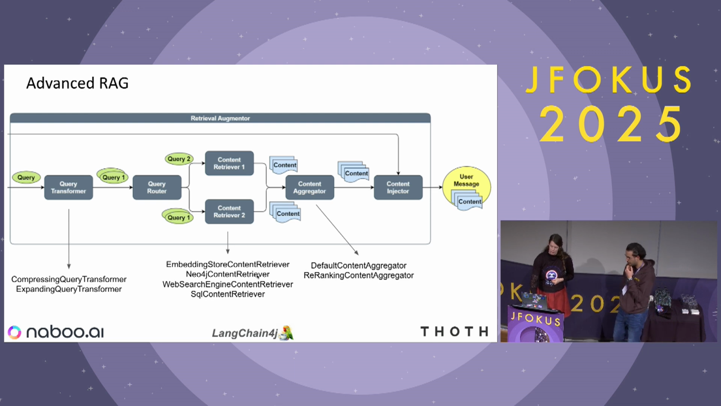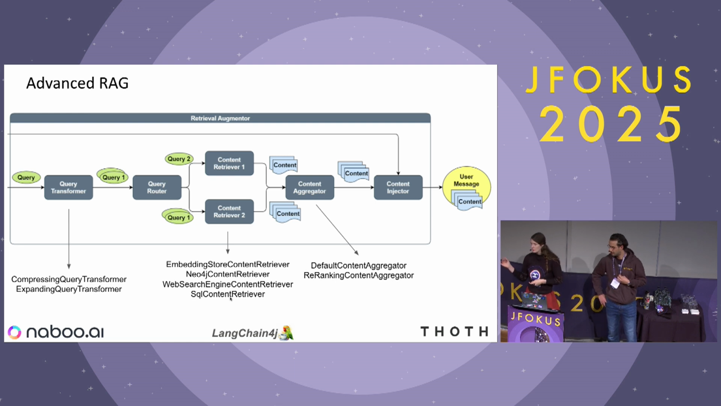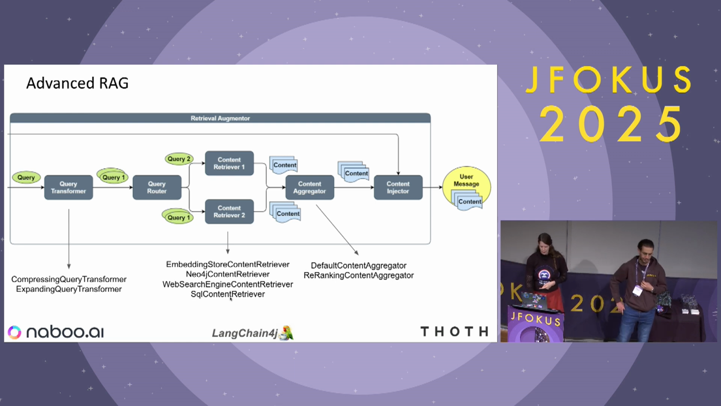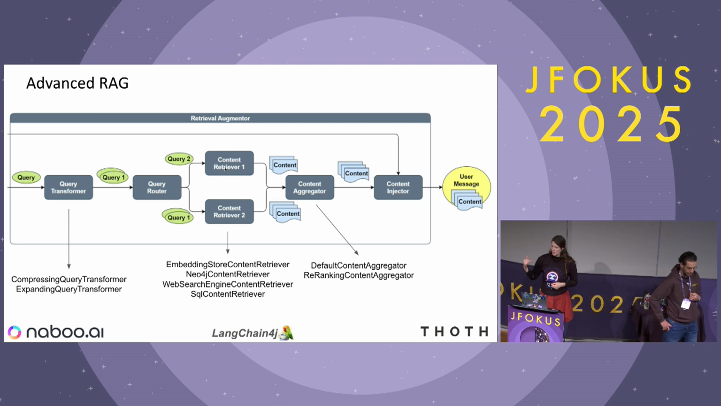But we now also have a web search engine, a SQL content retriever for your database, or Neo4j when you like to use a graph database. Those are the ones we support out of the box, and it's all interfaces, so you can implement your own version too. We can use one of those or multiple of those in parallel, and to know where to send the query, we're going to add a query router.